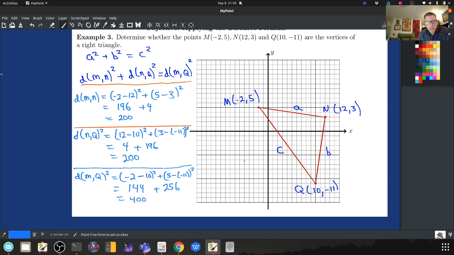So now let's go back, and we can verify it. The distance between M and N squared is 200, plus the distance between N and Q squared is 200, and that gives us 400, and that's exactly what the distance between M and Q squared is. So indeed, this is a right triangle.